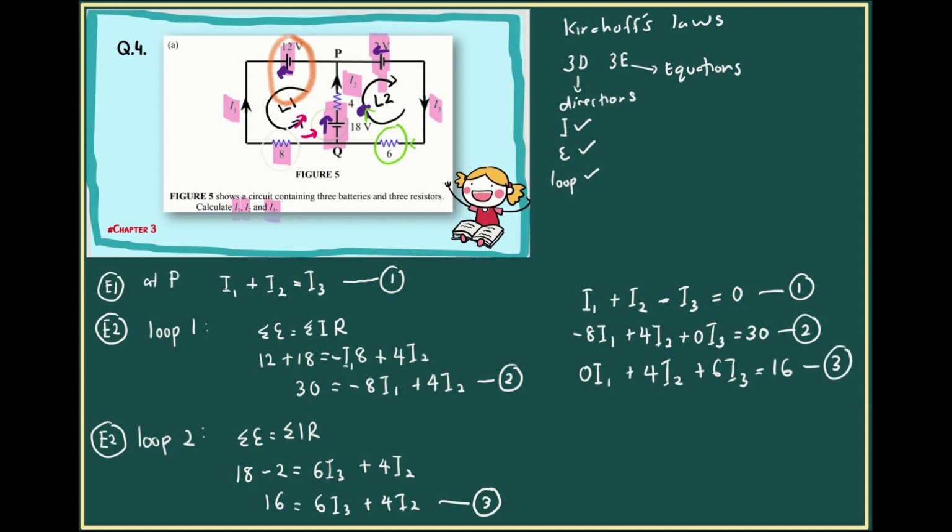You can use the equation function in the calculator. Then finally, you'll get your value of I1. It's supposed to be 2.27 ampere, I2 is 2.69 ampere, I3 is 0.69 ampere.